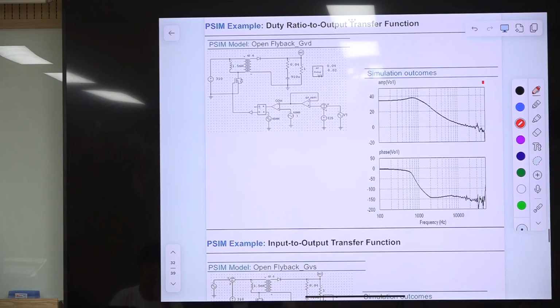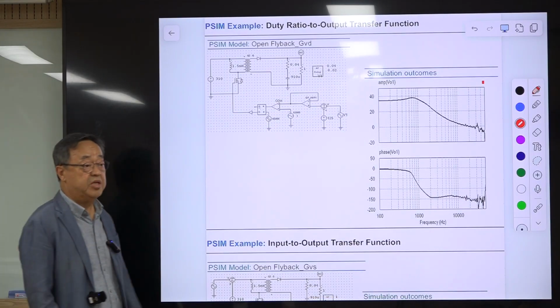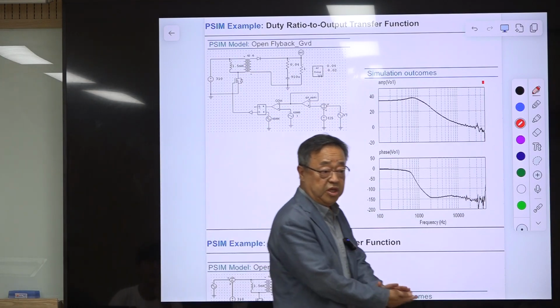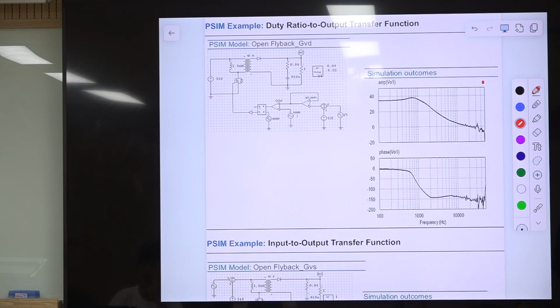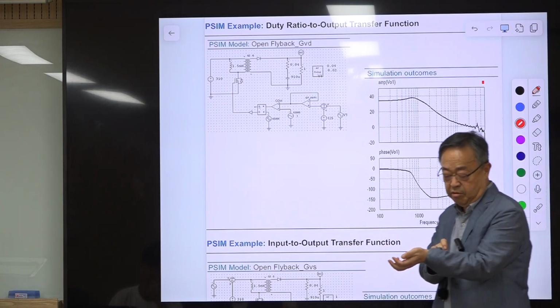And current mode control and dynamic analysis and compensation design, performance prediction, evaluation, and optimization are coming later. Okay? All right. Okay.